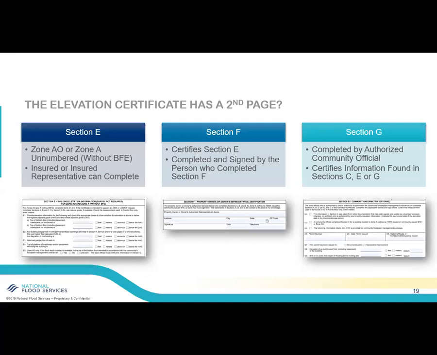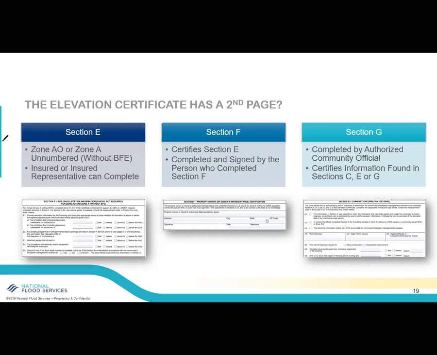The NFIP has a couple of very specific flood zones where the policyholder or a representative of the policyholder can go ahead and complete the elevation certificate in that section themselves. That is only for AO flood zones or A unnumbered flood zones that do not have a base flood elevation established. So in that particular area, the insured can complete that section themselves.